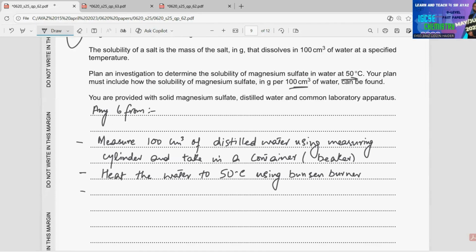Then you have to maintain the temperature of water. Maintain the temperature of water using thermometer.